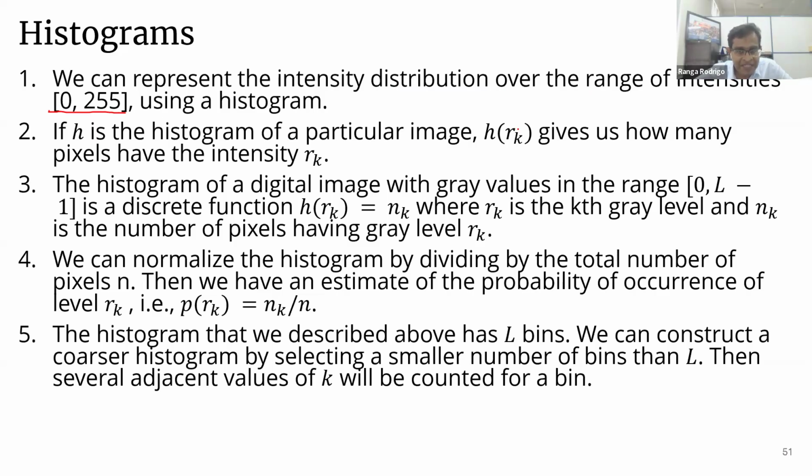If h is the histogram of a particular image, h(r_k) gives us how many pixels have the value r_k. So the histogram is an array of size 256, and each location indicates how many pixels are there in that image with that value. h(r_k) is n_k, the number of pixels of that color. If you divide it by the total number of pixels, you can get a probability mass function also. This histogram is described by L bits, so 256 levels. But we can construct a coarser histogram also. We can look at that later.